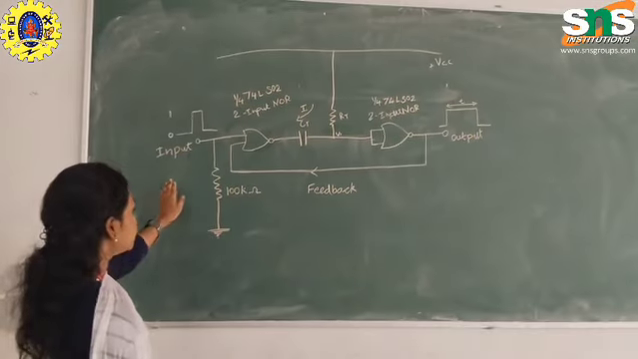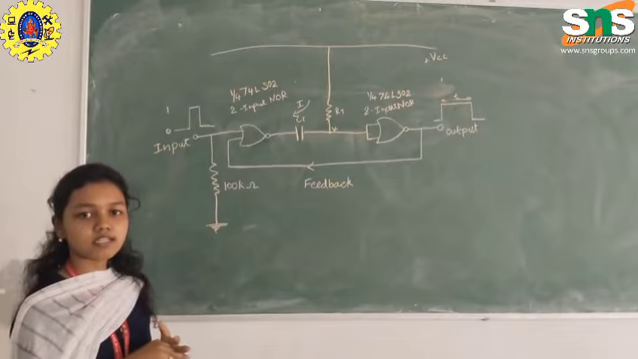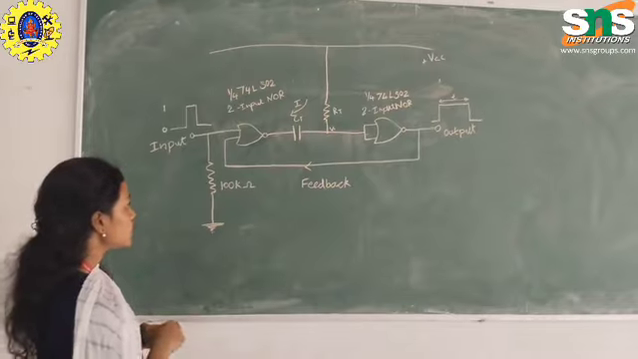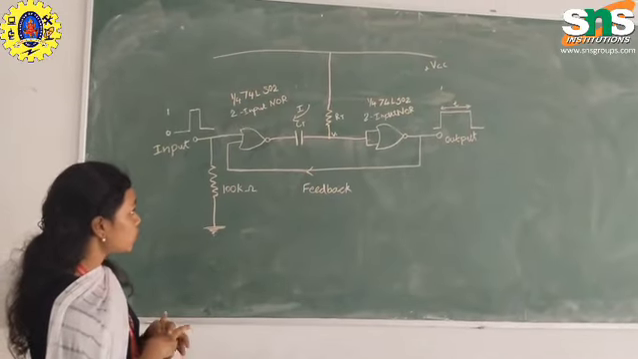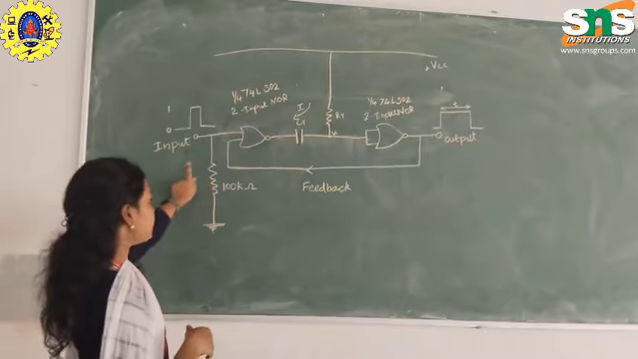So it has an input and consists of a resistor and a capacitor which form an RC timing circuit. It consists of two NOR gates with two inputs, and it also consists of a feedback.